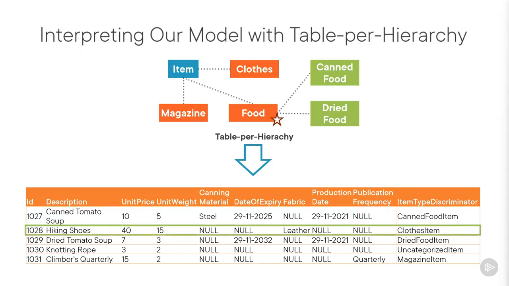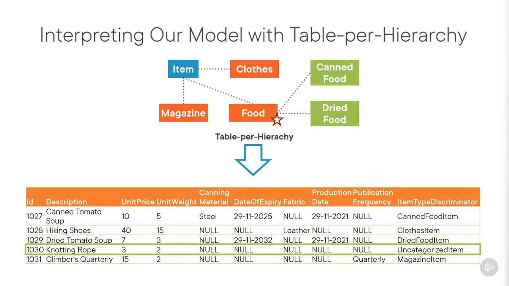Conversely, the next entry is a pair of hiking shoes, which is a clothes item, and thus has no information about canning material or expiry and production date, but instead it contains information about the fabric from which the item was made. And then of course there's the knotting rope which we see here, which has no information in any of the new columns. This is because it is mapped to our original item class, which is indicated here by the uncategorized item type discriminator.